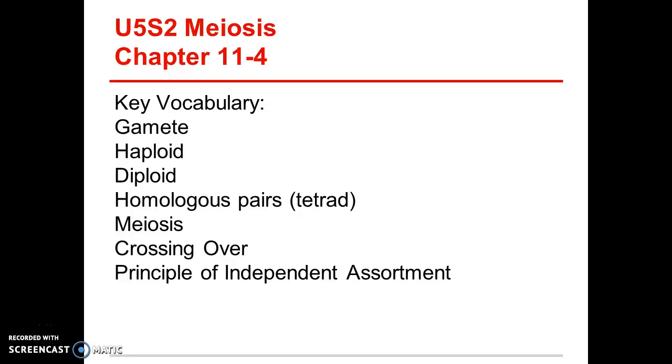You guys, this is Unit 5, Segment 2, Meiosis. It happens to line up with Chapter 11, Section 4 in the book. Your key vocabulary, and you may want to write this down, is gamete, haploid, diploid, homologous pair, and tetrad, meiosis, crossing over, and the law or principle of independent assortment.